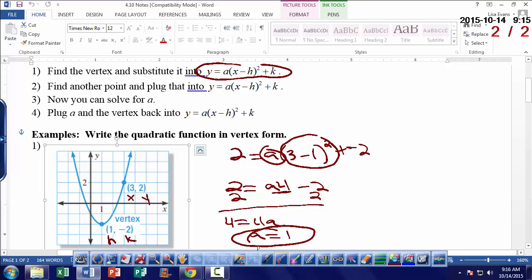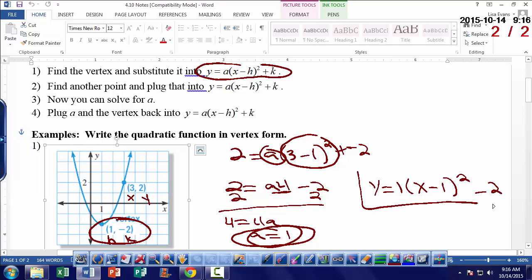Now I'm going to take my a, take my vertex, and plug it back in and leave it alone. So my answer is y equals 1. I don't need to write a 1, but if you want to, if it makes you feel better, you can. x minus 1 squared minus 2, or plus negative 2. So this is my answer. That's it. Not too bad.